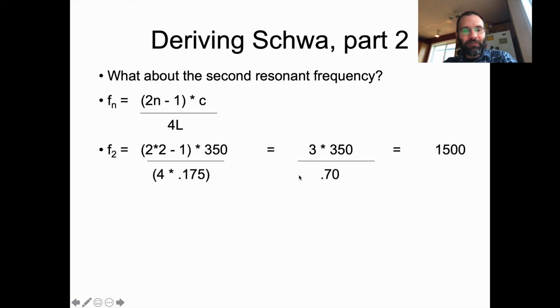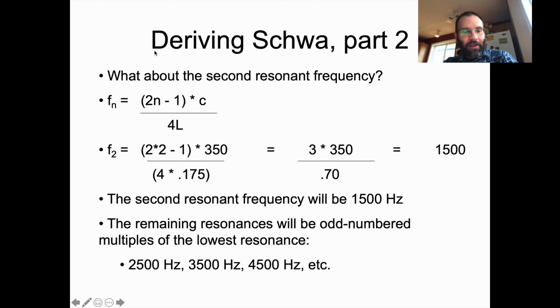4 times 0.175 is still 0.7. If you use a calculator again, 1050 over 0.7 is going to wind up being 1500 hertz. But there's going to be a pattern here, basically. The next resonances are all going to go up by odd numbered multiples of the lowest resonance. The first one is 500, the second is 1500, the third is 2500, then 3500, so on and so forth.